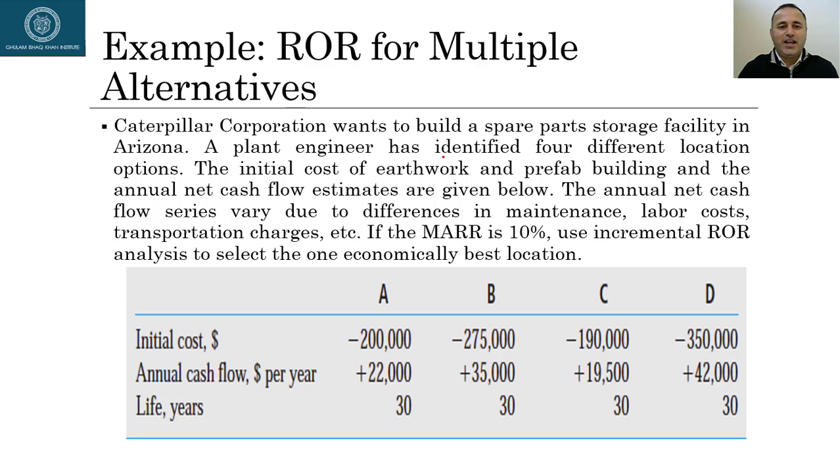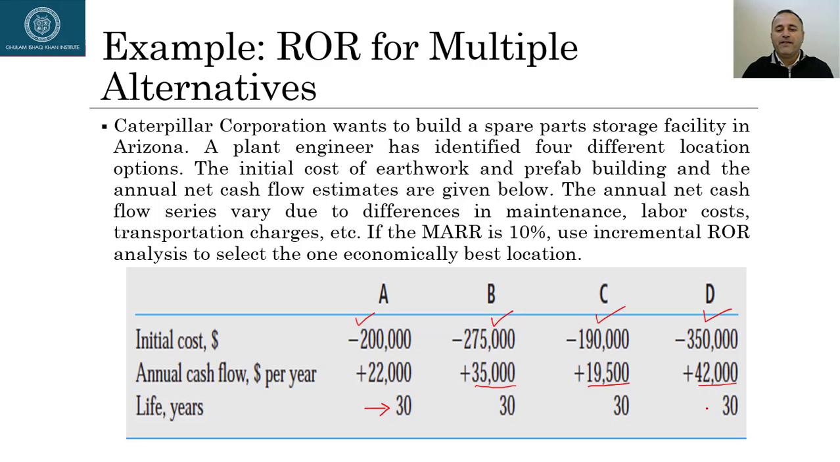So suppose I have 4 different alternatives to choose from. Alternative A involves $200,000 initial investment, alternative B 275, C 190, and D 395. The annual inflows per year would be 22,000 for project A, 35,000 for project B, 19,500 for project C, and 42,000 for project D. The good thing is all 4 alternatives have equal lives.